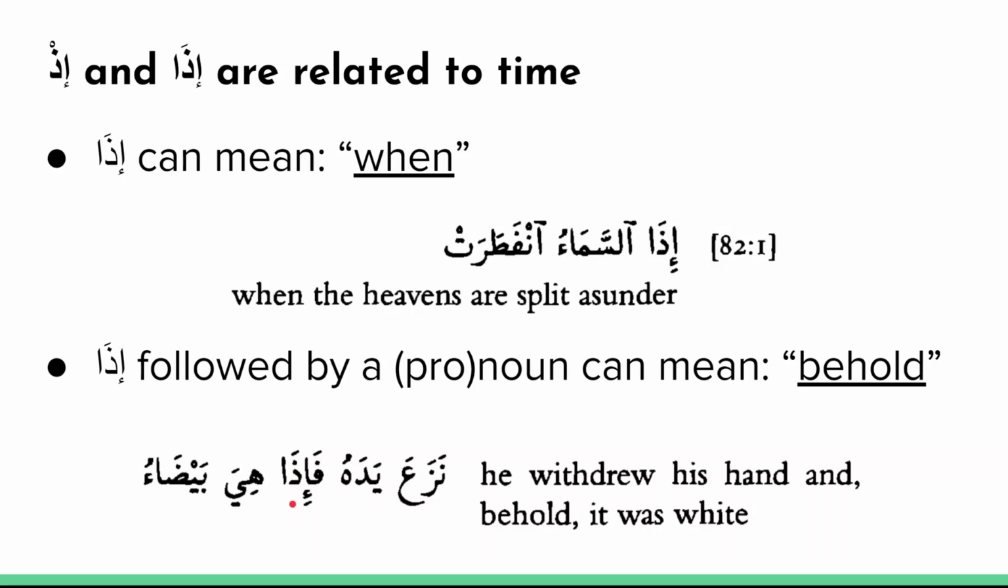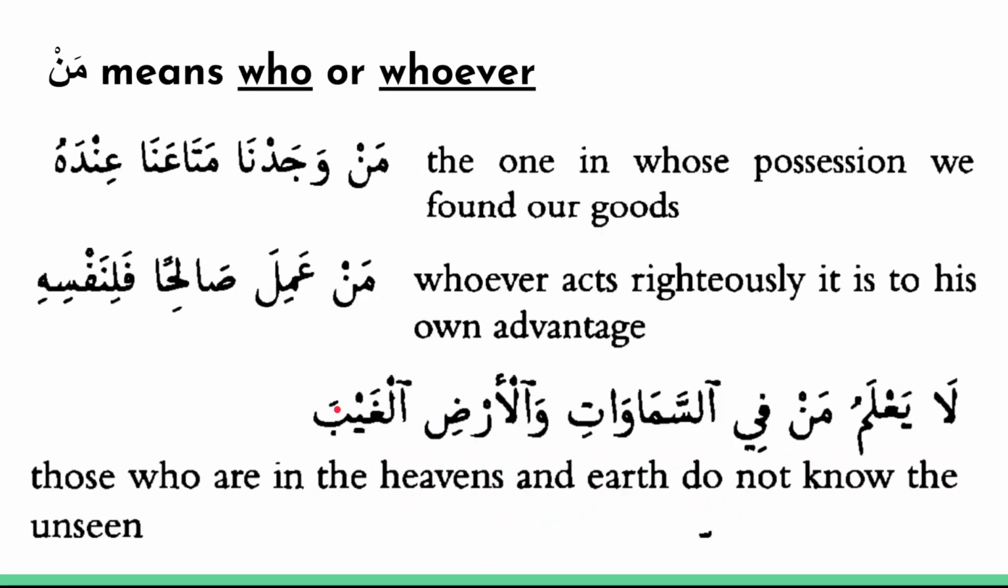Okay, so those are the two meanings of إذا. Finally, we'll cover man. So man means who or whoever. It can be used in a question sentence. If you see man at the beginning of a sentence, it could mean who, like it's asking a question. So who is the doctor, for example. But it can also be used just as a conjunction word.